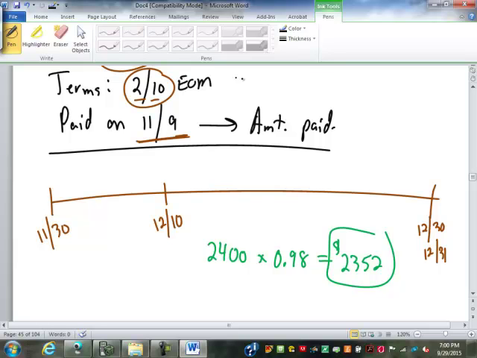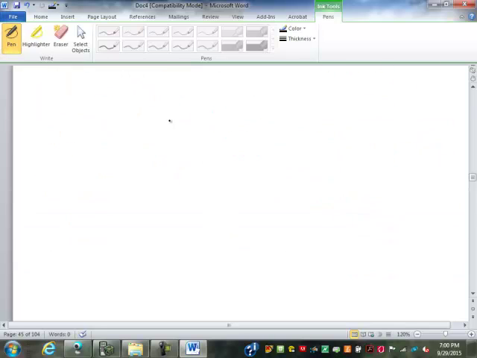Well, something else that's part of the terms of sale that we haven't talked about yet, or part of the invoice we haven't talked about yet, is shipping.